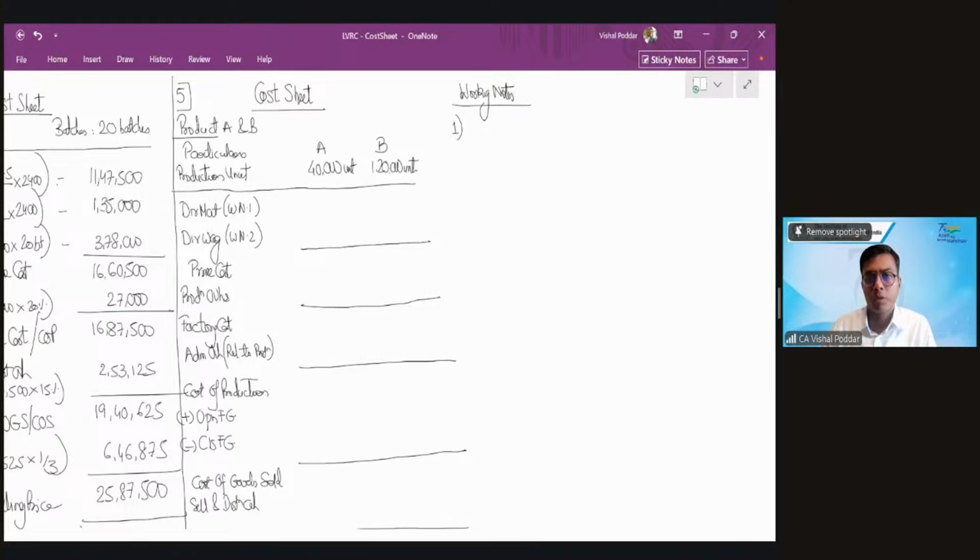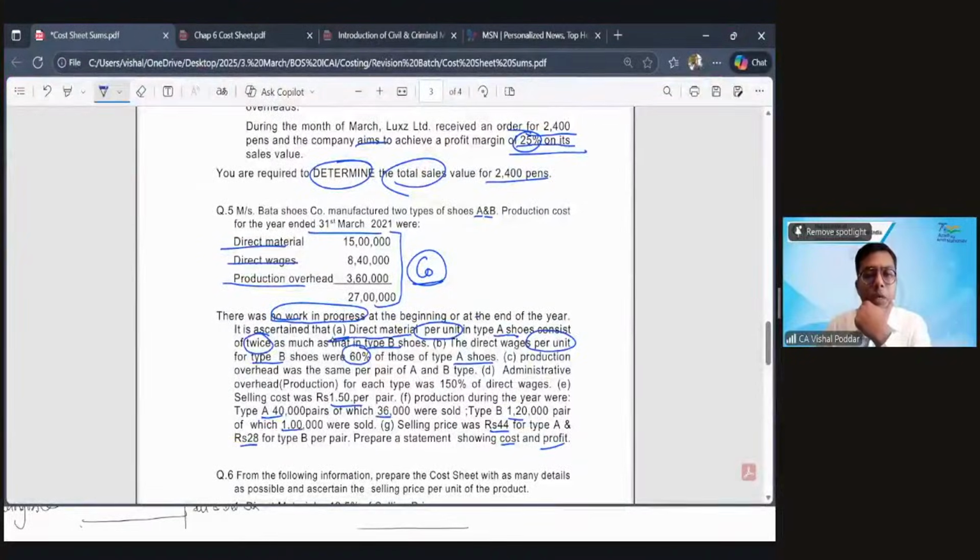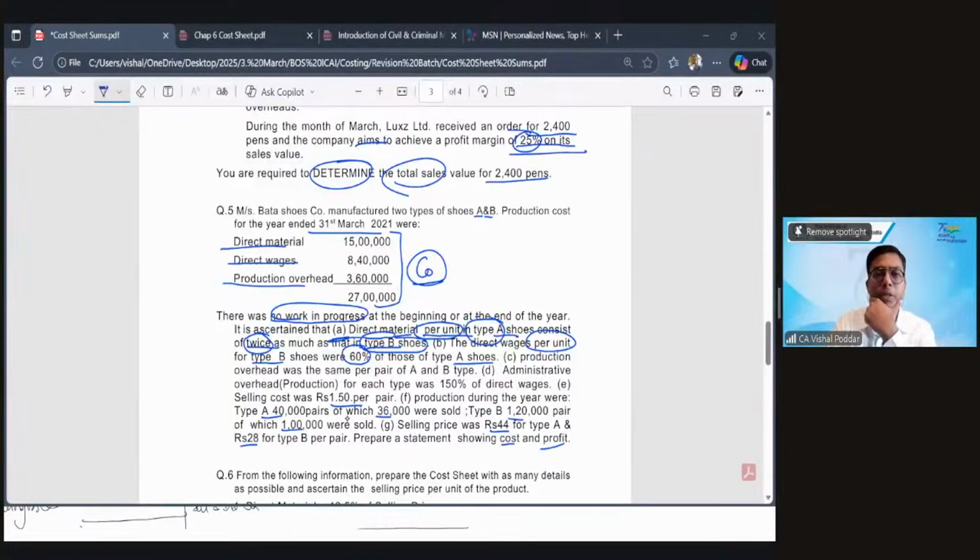So first working note is calculation of, so what is given? See, they say, now this is the first adjustment, direct material per unit of A is twice as much as that of B. Correct? Excellent, Vidushi beta. Let me complete this. I'll take up this also. So direct material of A is twice as much is used in B.